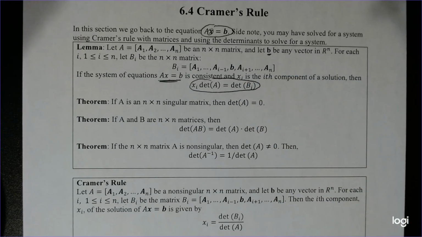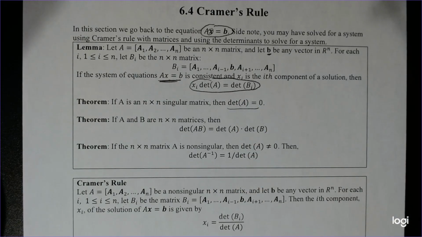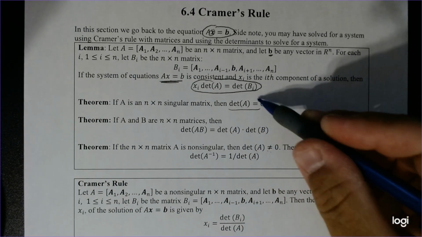The next couple of theorems go from singular to non-singular when it comes to a matrix determinant. So if a matrix A is singular, therefore the determinant is 0. So it means the opposite: if the determinant is not 0, the matrix is non-singular. Hence these two theorems come into play.